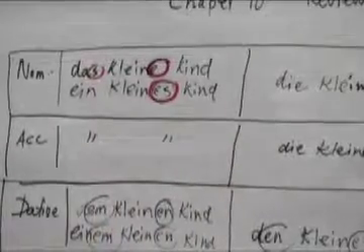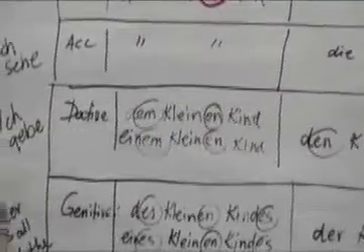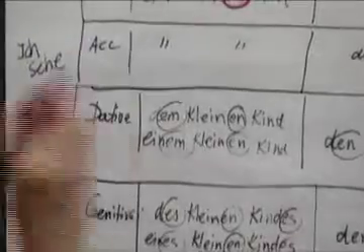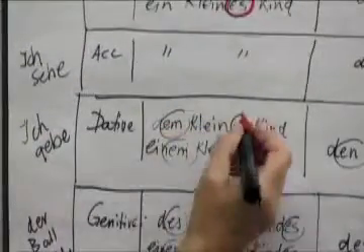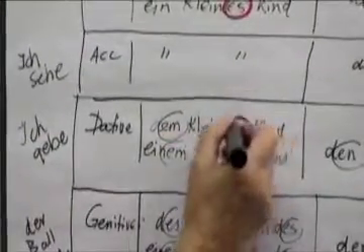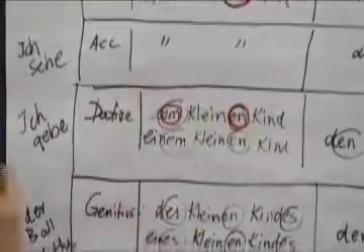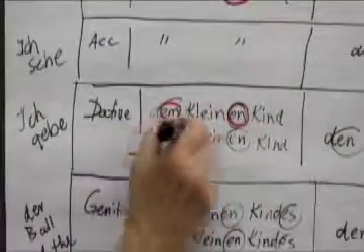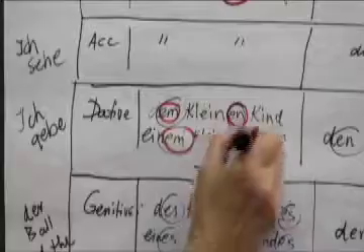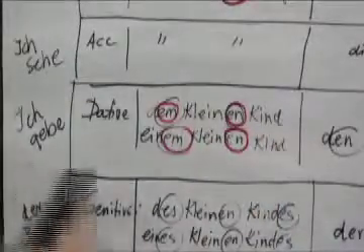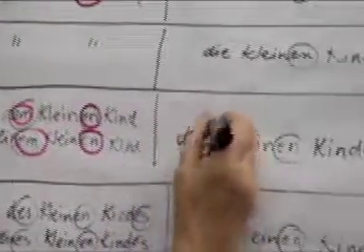Now let's look at the dative. I give something to the little child. Ich gebe. So the das changes to dem. Adjective klein adds an en. Ein changes to einem, a little kid. Adjective ending en. In the plural, the die changes to den.